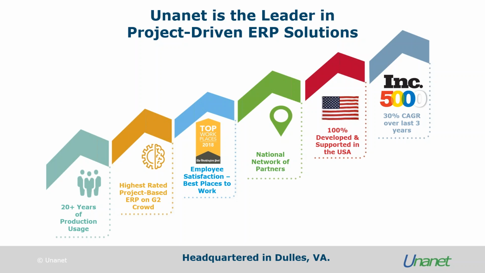It's the highest rated project-based ERP on the G2 website. That's worth a look. If you Google G2 Crowd, I think they've actually dropped the crowd part of their name. It's just the G2 website. They provide intelligence on a lot of software systems. For ERP systems, Unanet is rated number 1. Our closest significant competitor is number 6 or 7 on their rating scales.